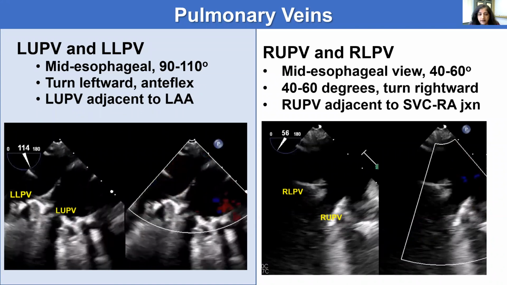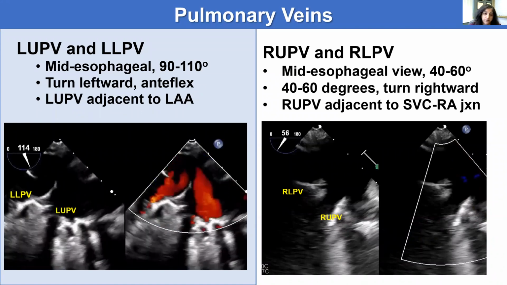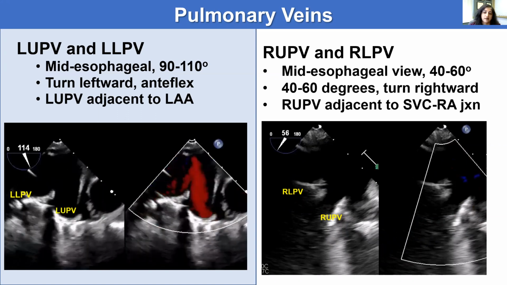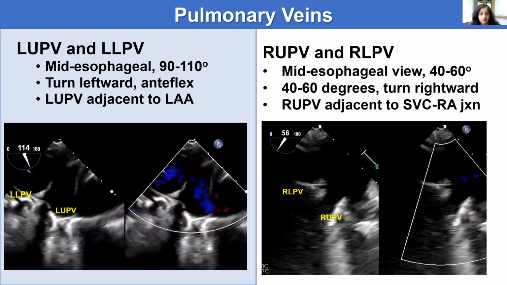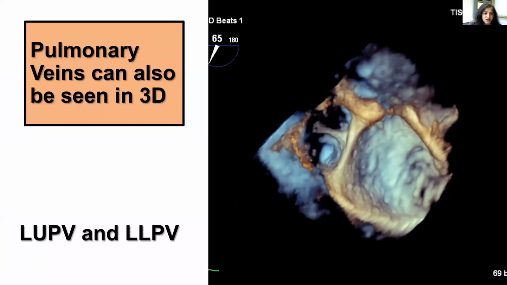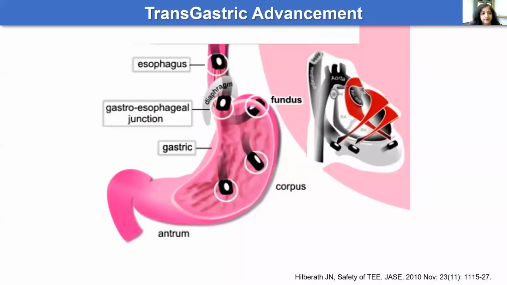The right pulmonary veins, you can see when you turn rightward 40 to 60 degrees. Remember, the right upper pulmonary vein is adjacent to the SVC-RA junction, and you can sometimes use that as your guide to find the pulmonary veins. I also like to see the pulmonary veins in 3D. You can see very clearly in this still image both the left upper and the left lower pulmonary veins as they enter the left atrium, with the mitral valve below at the depth of the screen.